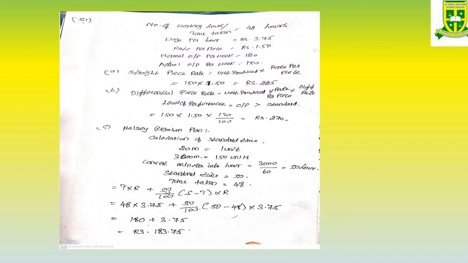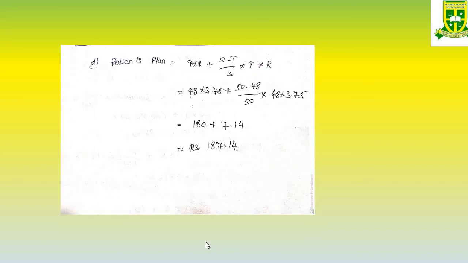T into R plus 50 by 100 into S minus T into R. What is the time taken by them? 48 into rate per hour, 3.75, plus 50 by 100 into standard time 50 minus 48 into rate per hour 3.75. After calculating, I am getting the answer of 183.75.